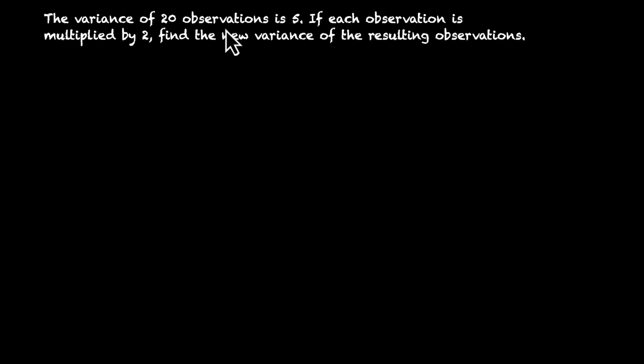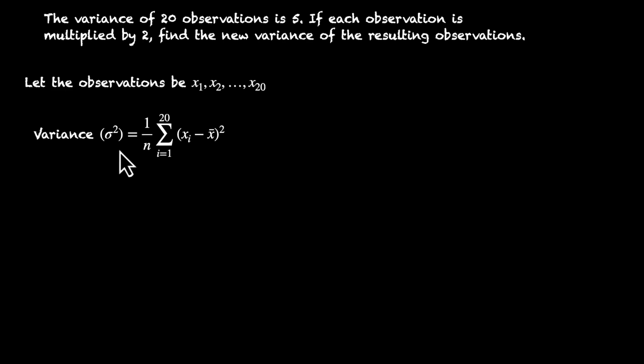We don't know these observations, so let's assume that these observations are x1, x2 and so on till x20. These are our 20 observations. We're given that the variance is 5, so let's apply the formula for variance. Variance, or sigma squared, is equal to 1 by n summation xi minus x bar squared. So for these 20 terms, the variance is 1 by n summation i equals 1 to 20 of xi minus x bar squared. Here x bar is the mean, n is the total number of observations. Here n is 20.